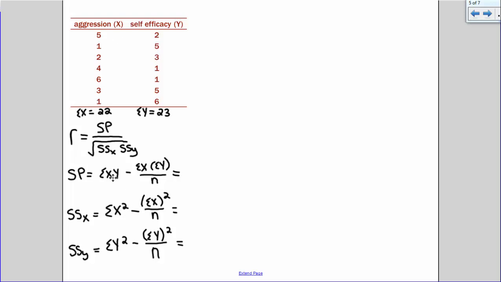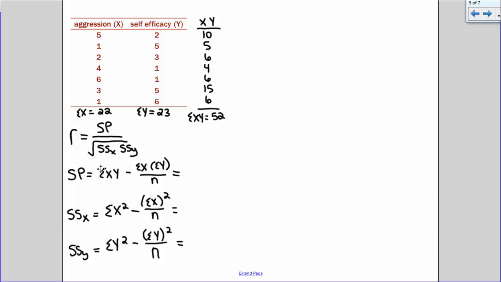Now to find my sum of products, I need to take each x times each y. So 5 times 2 is 10, 1 times 5 is 5, 2 times 3 is 6, 4 times 1 is 4, 6 times 1 is 6, 3 times 5 is 15, and 1 times 6 is 6. Add all those together, and I get the sum of xy is equal to 52.